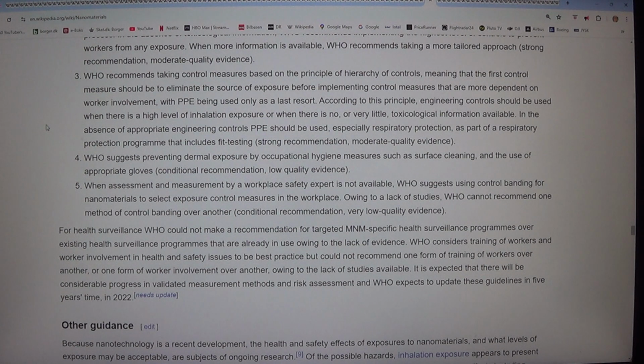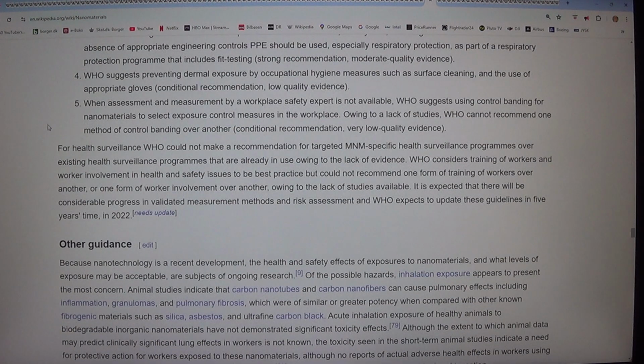4. WHO suggests preventing dermal exposure by occupational hygiene measures such as surface cleaning, and the use of appropriate gloves. Conditional recommendation, low-quality evidence. 5. When assessment and measurement by a workplace safety expert is not available, WHO suggests using control banding for nanomaterials to select exposure control measures in the workplace. Owing to a lack of studies, WHO cannot recommend one method of control banding over another. Conditional recommendation, very low quality evidence.